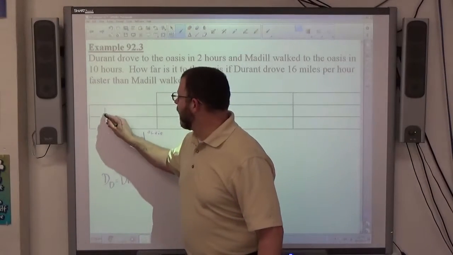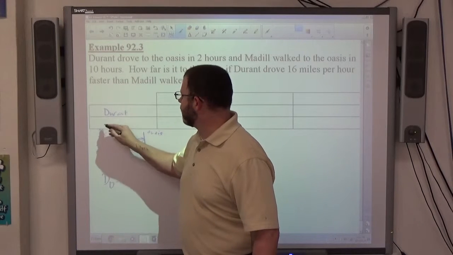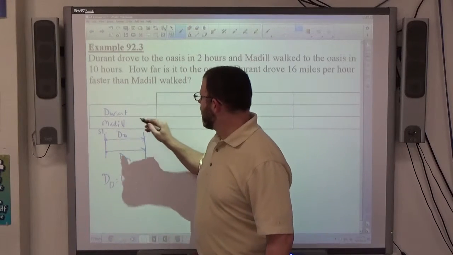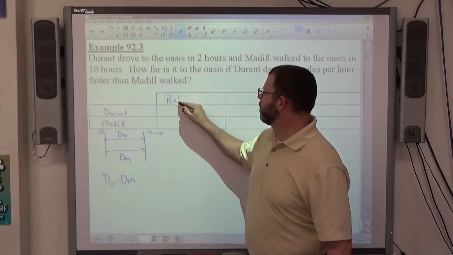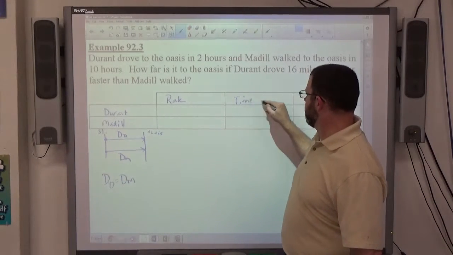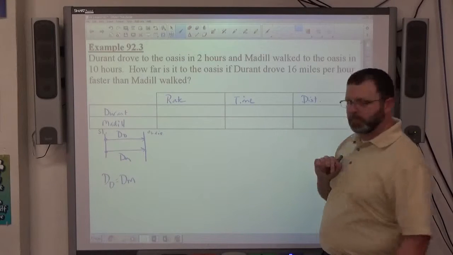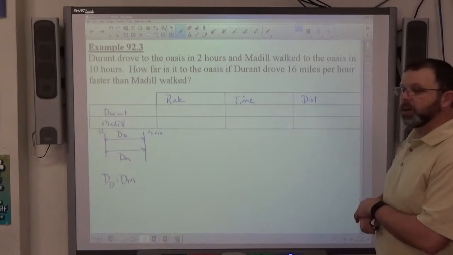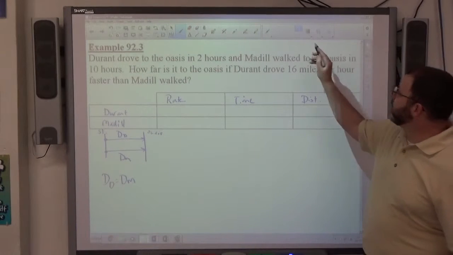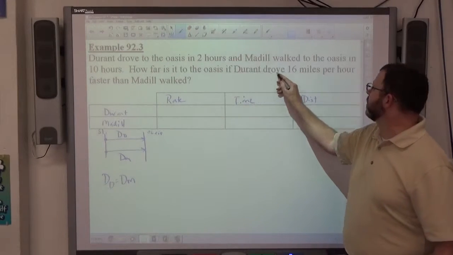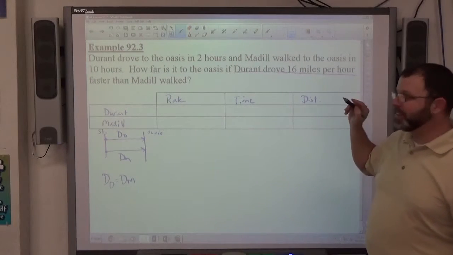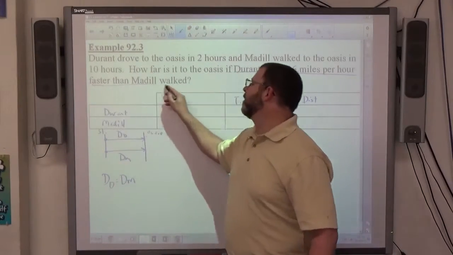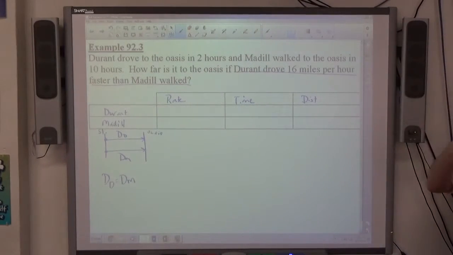Our categories are Durant and Medill. And the things we care about are rate, time, and distance. So, do we know how fast Durant drove? No. Do we know how fast Medill walked? No. Okay. And I've seen people do this problem here, and it says Durant drove 16 miles per hour. They think 16, but it says faster than Medill walked. So make sure you read the whole sentence. Make sure you grasp the meaning of the whole sentence before you start throwing numbers down.